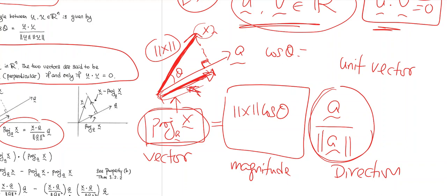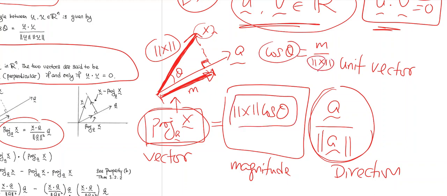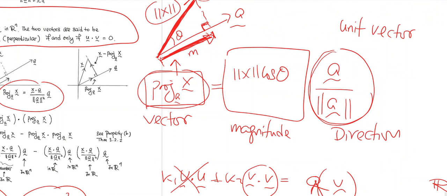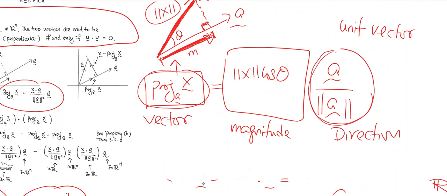Let's say we have too many x's, so let's call the magnitude m. This is a number, the length. So cosine theta will be m over this. So what is m? m will be cosine theta multiplied by this. So this is the magnitude, and this is correct. This is what we need. We have the projection formula right here. That's our projection formula right here.